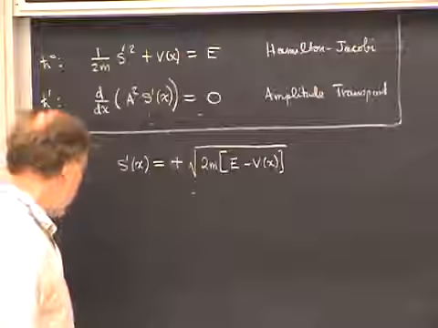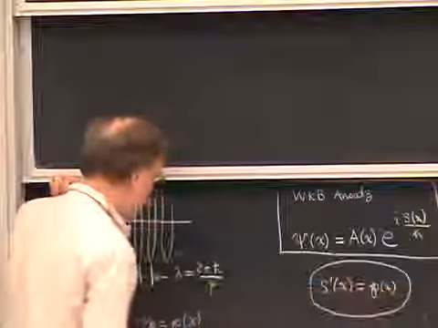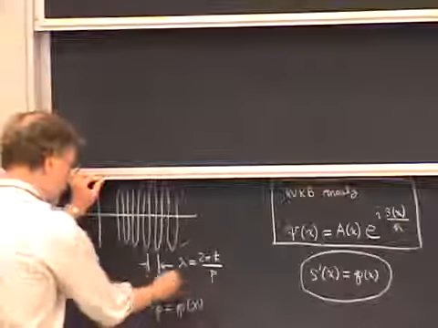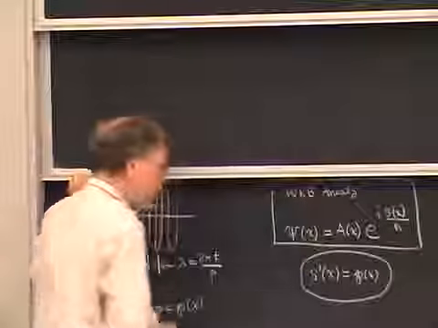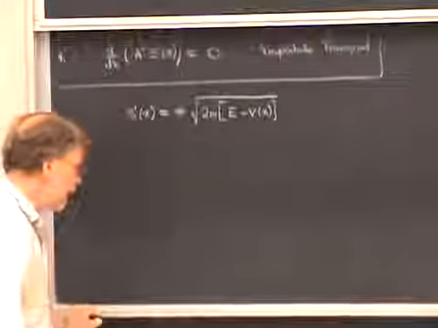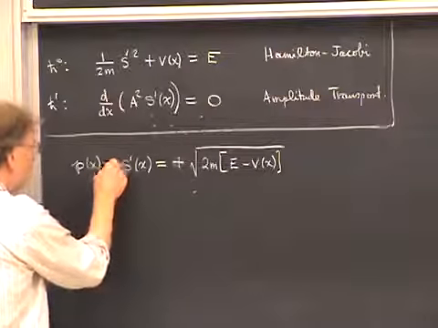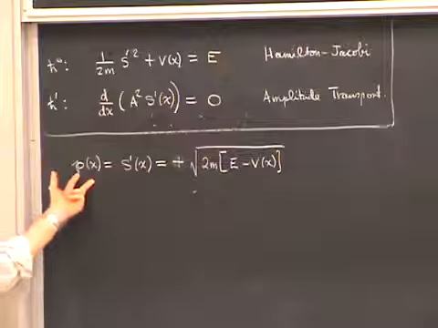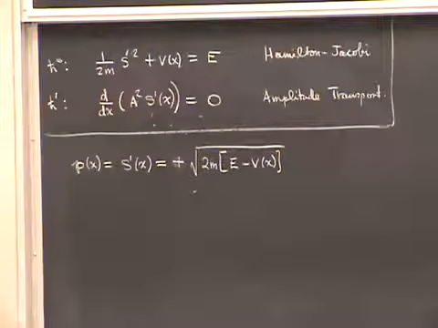I'll remind you from the previous board that we figured out that S prime of X was the momentum, determined by the local de Broglie wavelength. If we take that as the definition of this function P of X, what we now see is that we have a little additional information, as we have a formula for P of X, with that local de Broglie wavelength of the WKB wave function.